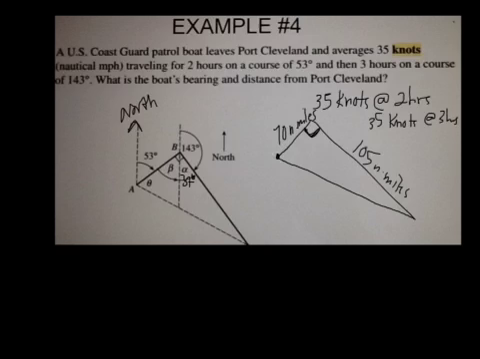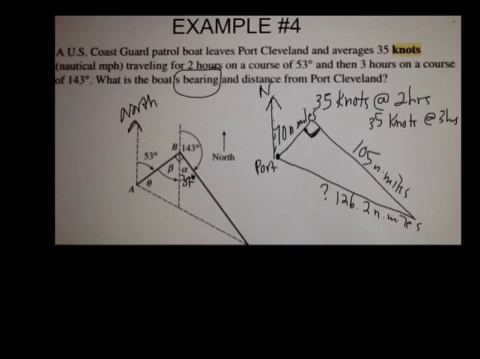This is port, and we are trying to figure out the distance from port. That's a simple Pythagorean theorem calculation, so I'm not going to waste too much time going over how we get 126.2 nautical miles. However, what I do want to talk about is the bearing, which is that measure from north.